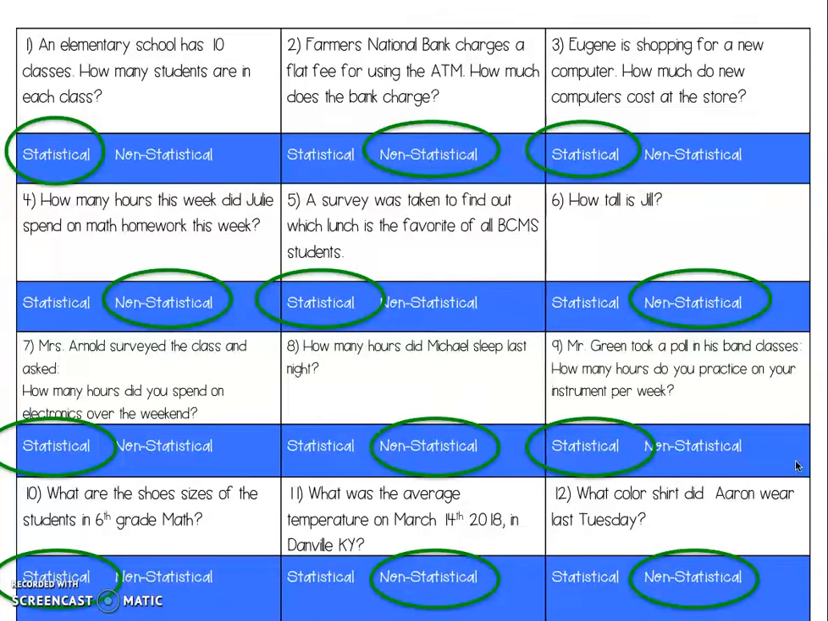Okay, all right, so now what you guys are going to do is write an example of your own statistical question and your own non-statistical question. When you are finished with that, I want you to go back to the Google Doc page and do the first set of practice problems. Okay?